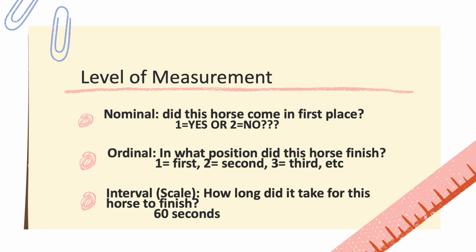If you want your data to be measured as ordinal, your manner of questioning should be rephrased. It should be stated, in what position did this horse finish? So the answer would be 1 for first, 2 for second, and 3 for third, and so on. If your data should be presented in an interval manner or in scale, the question should be rephrased into, how long did it take for this horse to finish? So the data that can be gathered is in seconds. For example, 60 seconds.